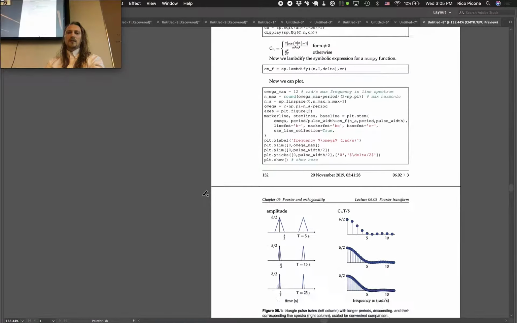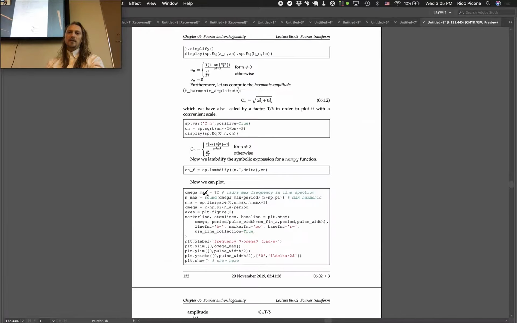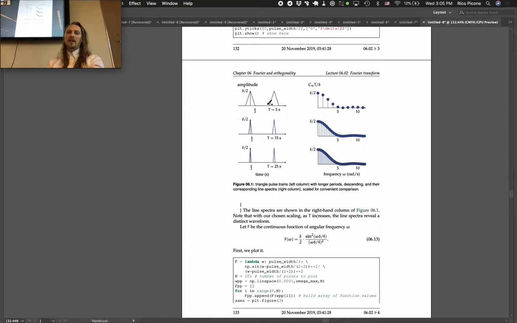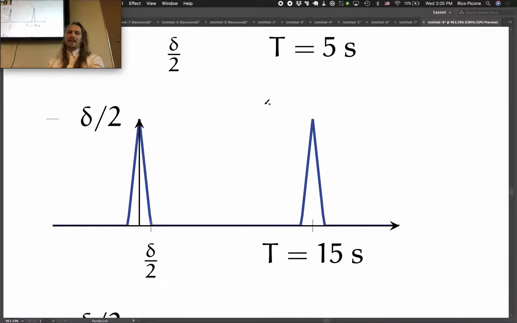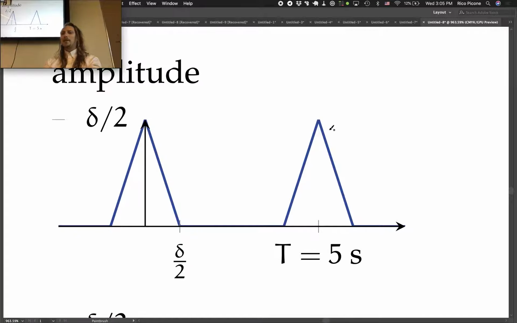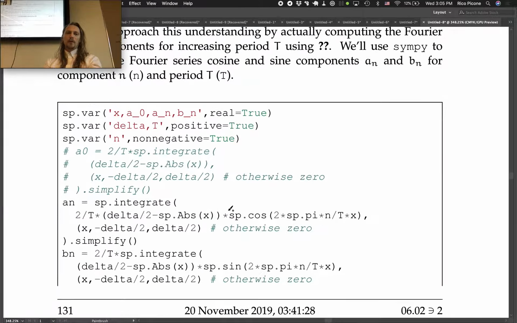Oh, jeez. Oh, it didn't plot. Well, that's great. Anyways, it looks like one of these. It's like one of those. Triangle. Okay. All right. So very good.